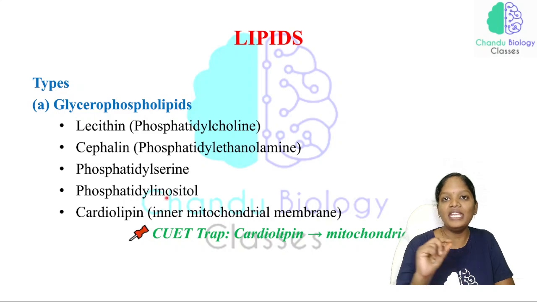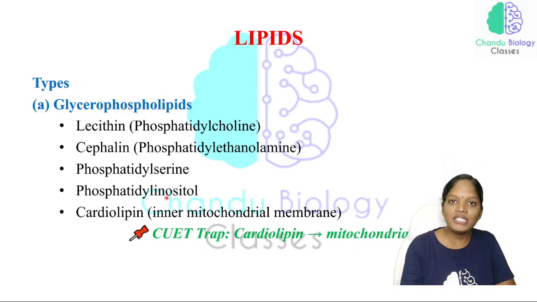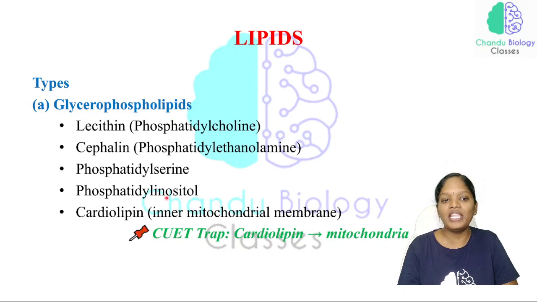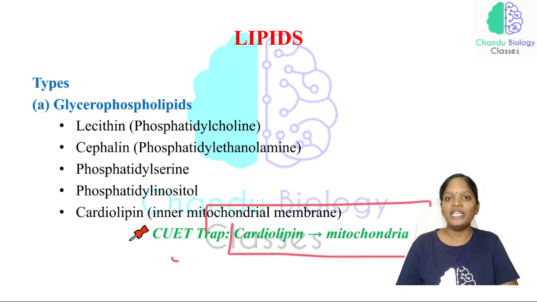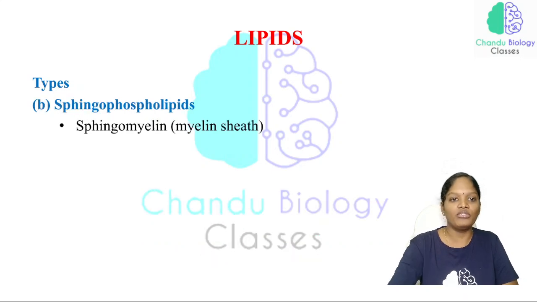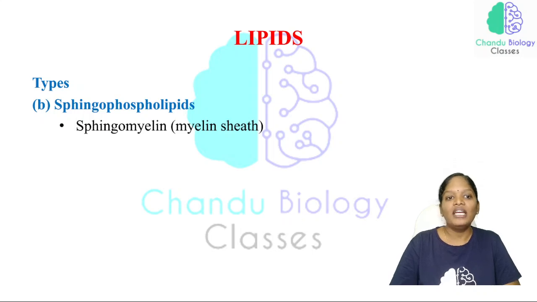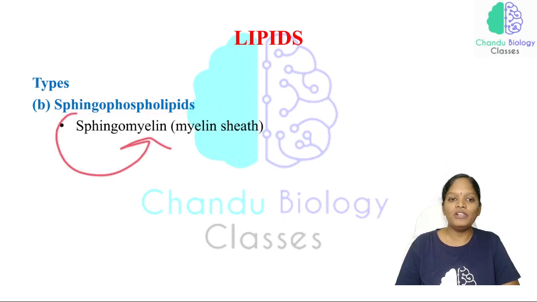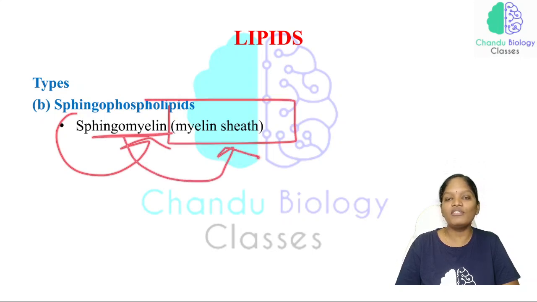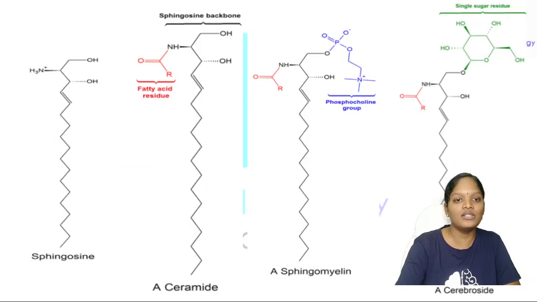Cardiolipin we studied when we discussed the cell organelle mitochondria. We studied that the inner mitochondrial membrane is made up of this type of lipid, cardiolipin. This cardiolipin is very important from an exam point of view. Kindly make a note of it. Now, if the phospholipid is present in the nerves, that is the myelin sheath, it is called a sphingophospholipid. The type is sphingomyelin, and sphingomyelin is very important for the formation of the myelin sheath. This is also important.